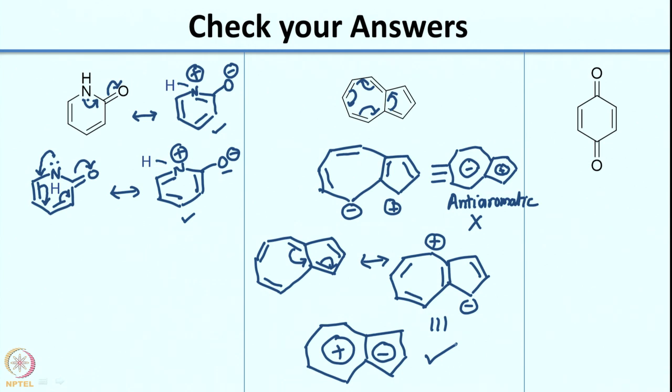Now let us look at the last example. Here if I were to push electrons, I would get a structure. This would be one structure, and further I can again push electrons.